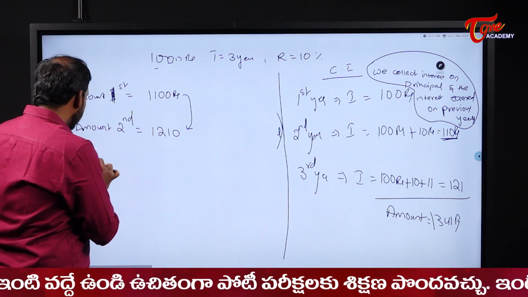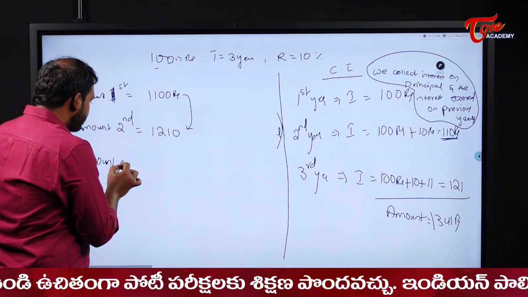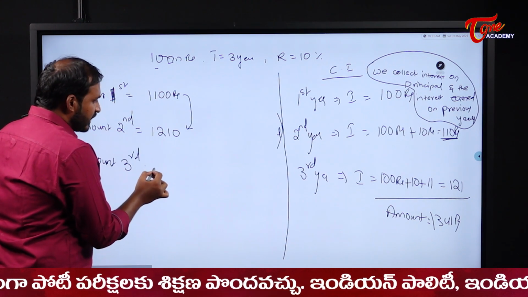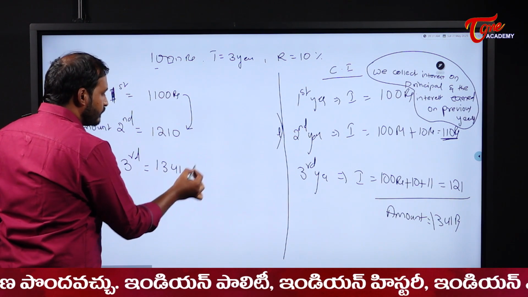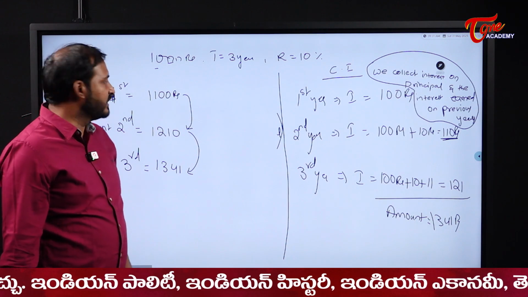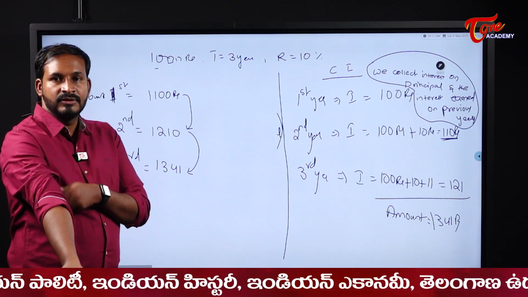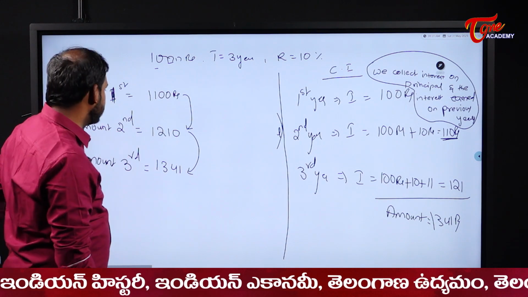Now tell me, what is the amount after the third year? We already calculated that. What is it? 1341. Now, please observe here, students. Very simple concept, but you should understand here.